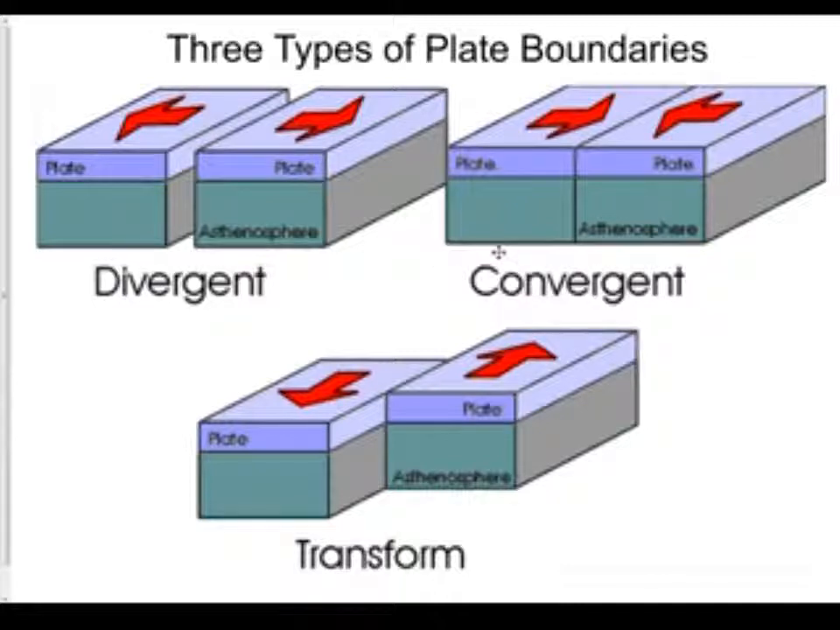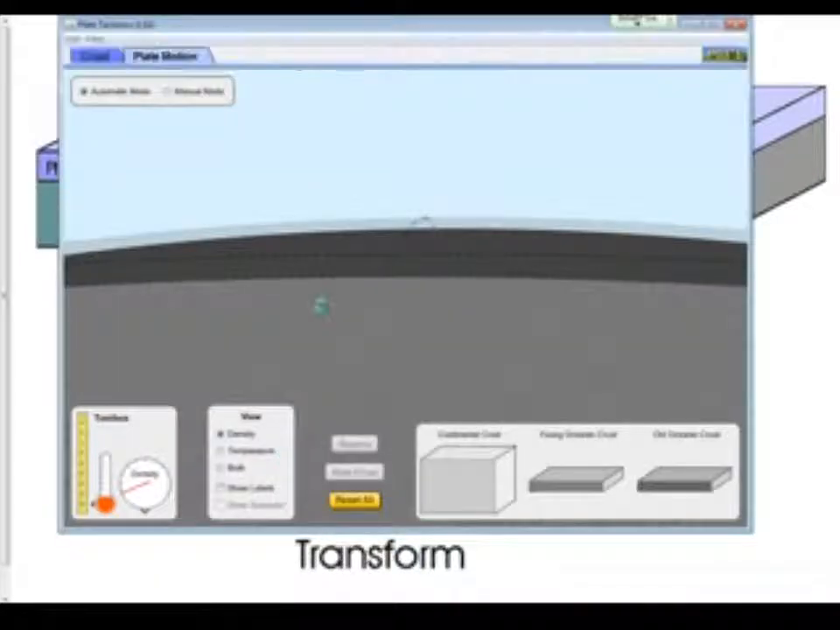This video we're going to be looking at the convergent type of plate boundary. This is where the two plates will push against each other, as you see with the two arrows going into each other. Now let's take a look at some examples here.